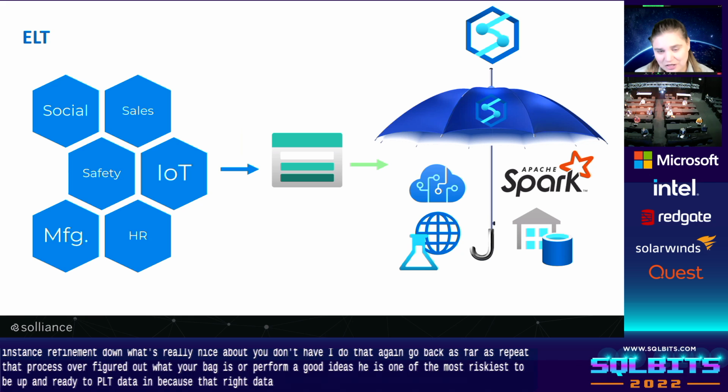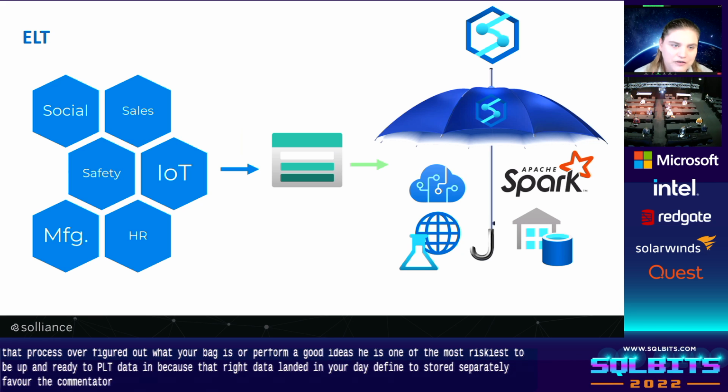Once landed in your data lake, further processes can be defined to refine, transform, and enhance your data. Each level of refinement is typically stored separately. I've seen a lot of organizations favor the common Databricks approach of bronze for raw, silver for refined, and gold for aggregated or queryable data.